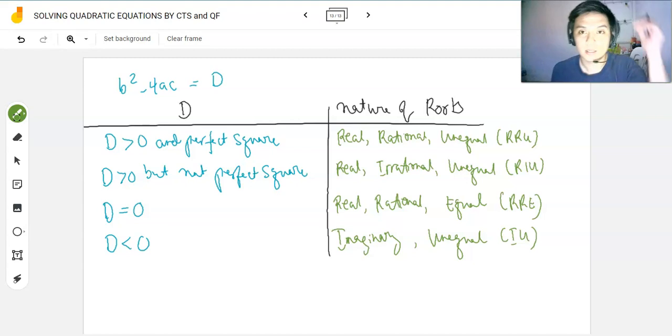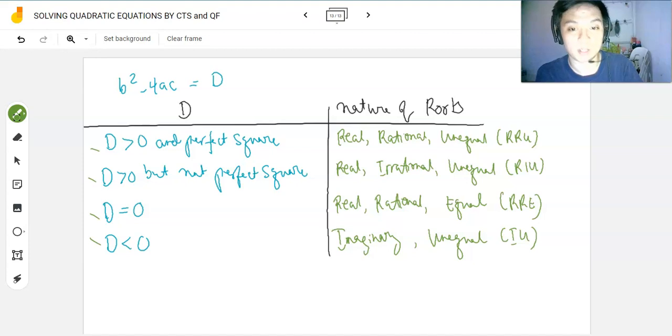So, ibig sabihin, if we're only after determining the nature of roots, all we need to do is compute for the value of the discriminant and then i-check natin saan siya nagpo-fall dito. So, positive ba siya na perfect square? Therefore, the roots are real, rational, unequal. Kung positive pero not perfect square, real, irrational, unequal. Kapag exactly equal to 0, real, rational, equal. And then, kapag negative nga, imaginary and unequal.